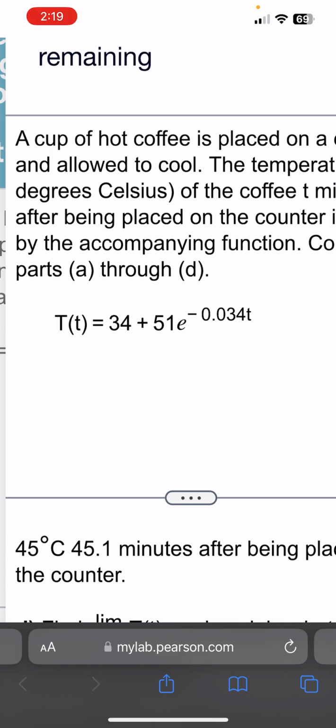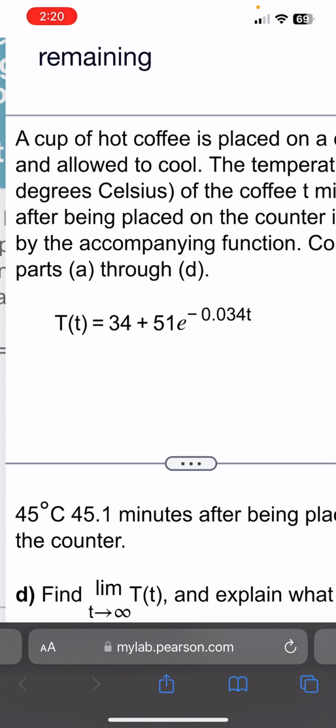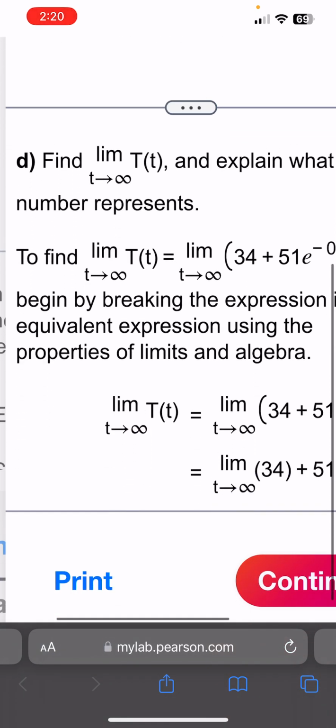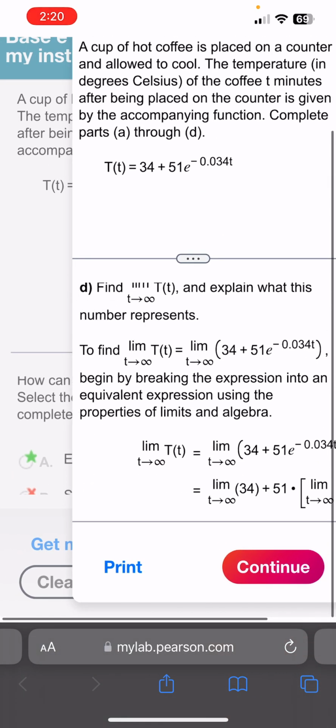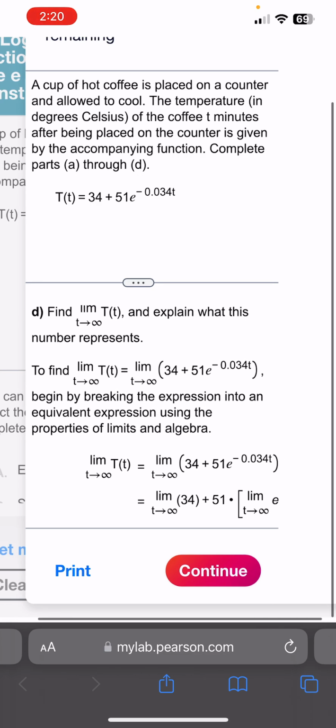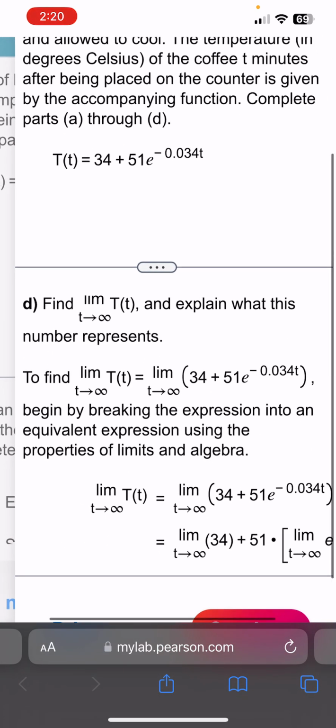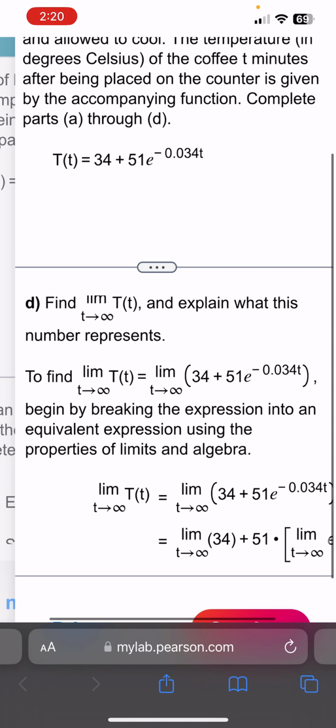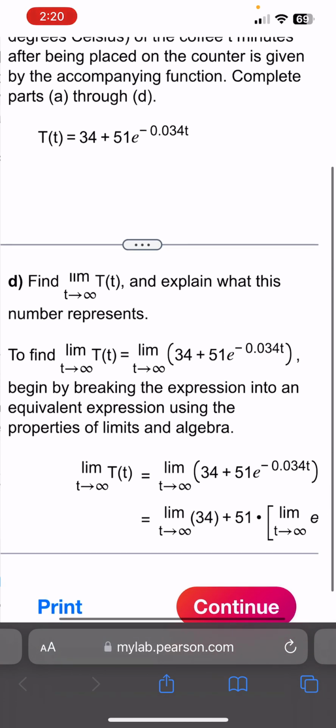So as lowercase t runs to infinity, basically if we left the coffee sitting on the counter and just let it become room temperature, the room temperature looks like it's going to be 34 degrees Celsius. Okay, and then we have an explanation of that here. And this is the viewing example. You have access to this as well.